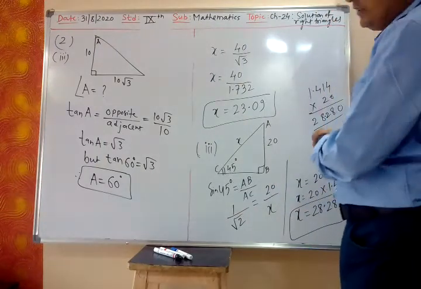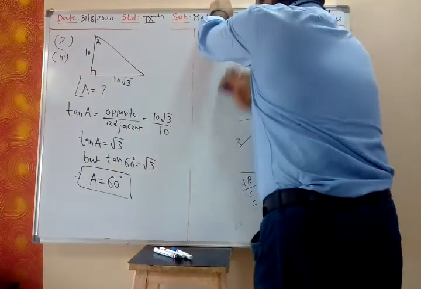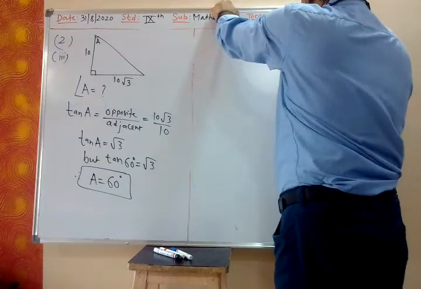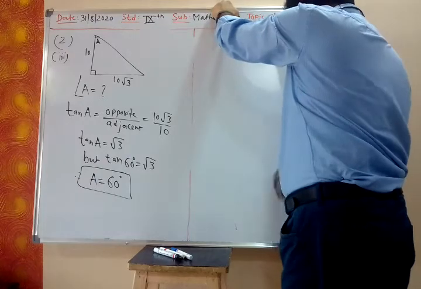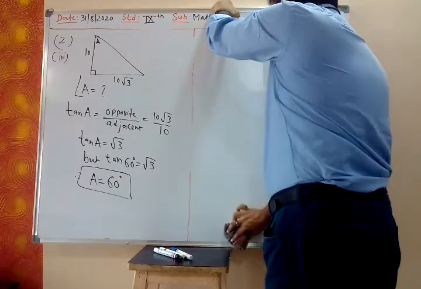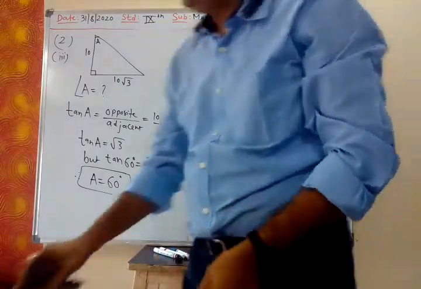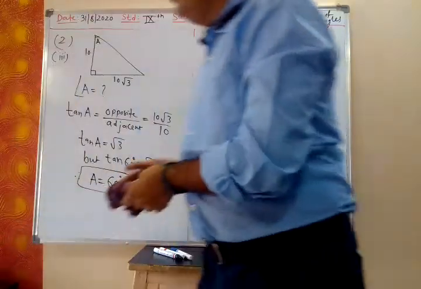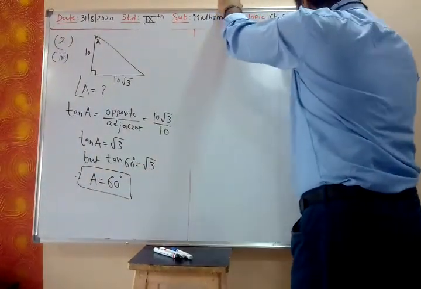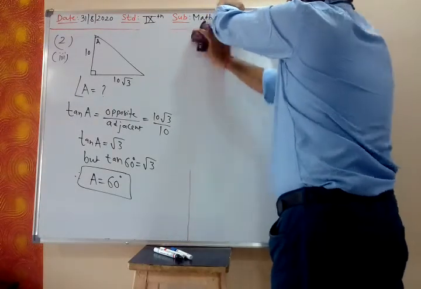Now let me do the third one. You have to consider the trigonometrical ratio with respect to the reference angle. If you are given opposite side and hypotenuse, we consider sine. If you are given adjacent side and hypotenuse, we consider cos. If you are given opposite side and adjacent side, we consider tan. So this you have to remember.